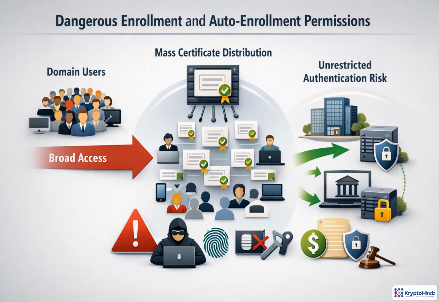Enrollment on a template is essentially permission to mint identities. Granting enroll or auto-enroll to broad groups like domain users effectively says anyone can mint an authentication credential. Auto-enrollment magnifies this because bad decisions spread silently and at scale. A safer pattern is tight scoping. Specific security groups mapped to a clear business need with approvals where appropriate. Always confirm that template permissions line up with what's actually published on the CA.